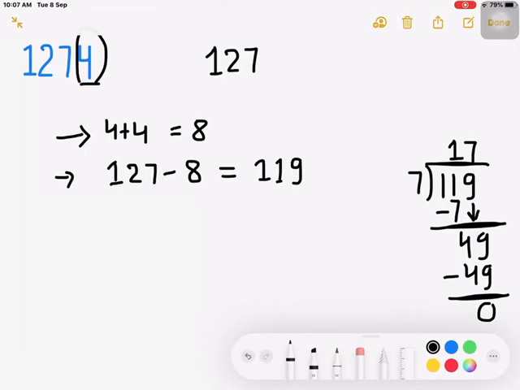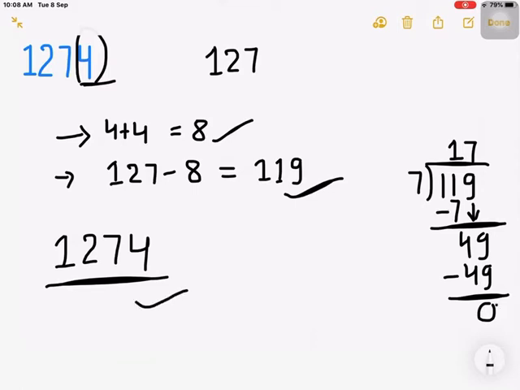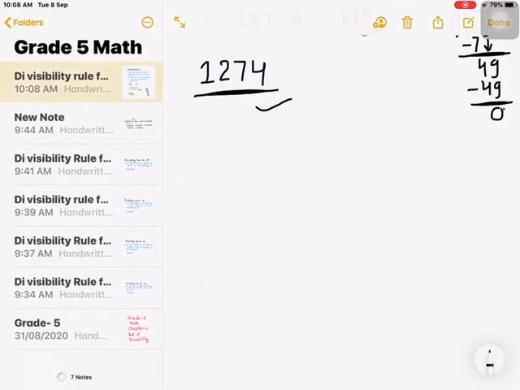Now which number is divisible by 7? The whole number, 1, 2, 7, 4. This number is divisible by 7. What we did, we removed the last digit, that is 4. We doubled it and we got 8, and we subtract, and the remaining number is 127. We subtracted that and checked whether it is divisible by 7 or not. It leaves no remainder while dividing, so the whole number is divisible by 7. Understood, everyone? Now let's go for another rule.